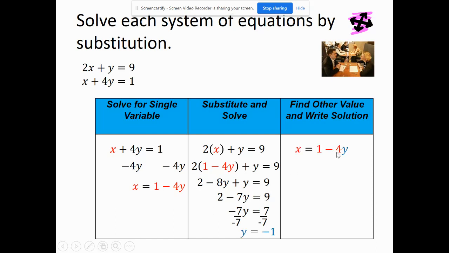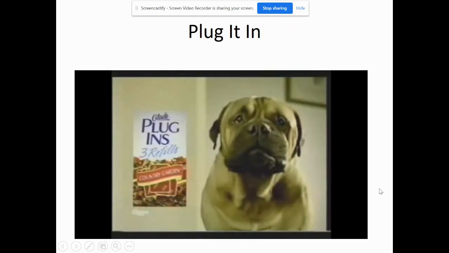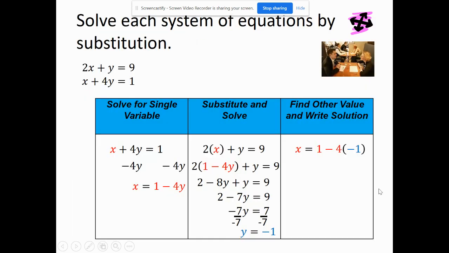So let's go back to the problem I wrote down earlier. I have x equals 1 minus 4 times y, but what's y equal to? I'm looking for the point where they're the same. Well, this is going to happen when y is negative 1. So now I'm going to substitute, which is what plug it in means. I'm going to replace the y with negative 1. Negative 1 times negative 4 is a positive 4, and 1 plus 4 is 5.